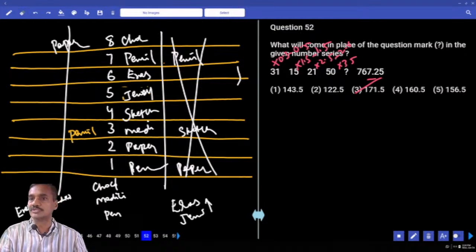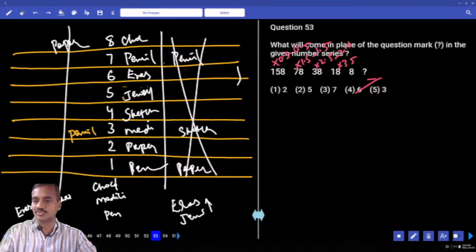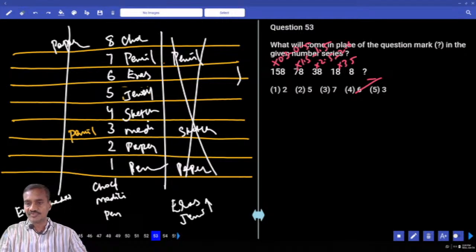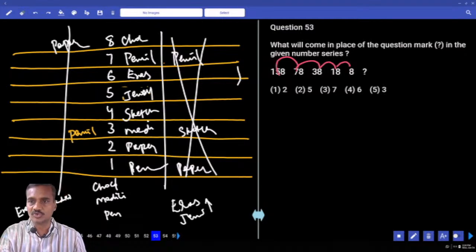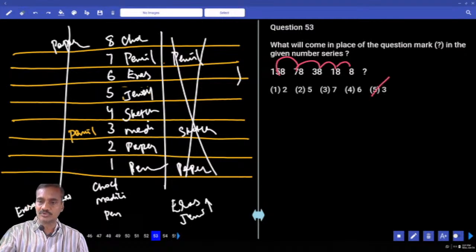Choice 3, question number 52. Clear? Into 0.5 minus 0.5, into 1.5 minus 1.5, into 2.5 minus 2.5. Then next one 158, 78. What to do? Now numbers are double. Then numbers on the decreasing order, start in the reverse order. 8 into 2 plus 2. 18 into 2, 36 plus 2. 38 into 2, 76 plus 2. 78 into 2, 156 plus 2. Something into 2 plus 2 must be 8. Hence 8 minus 2, 6 divided by 2, 3. 3 into 2 plus 2, 8. That is choice 5, question number 53.